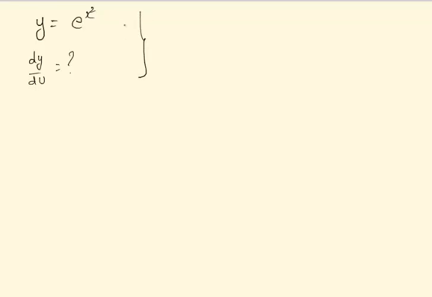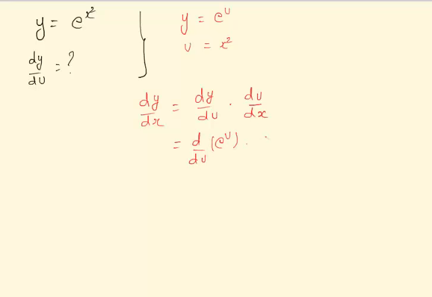Then what you can do is use chain rule. Under the setup that y is equal to e to the power u and u is equal to x square, chain rule allows you to evaluate this function as dy by dx will be dy by du into du by dx. Dy by du is d by du of e to the power u into d by dx of u, in terms of x is x square.